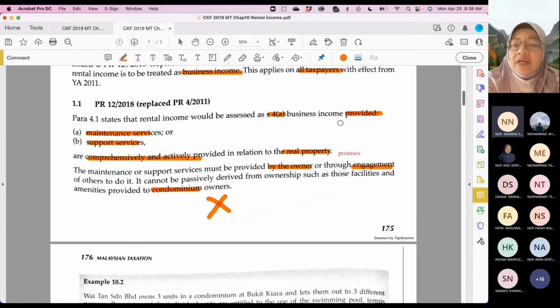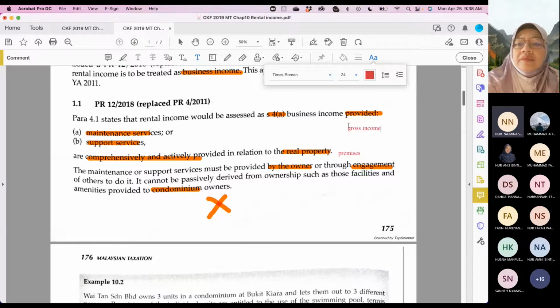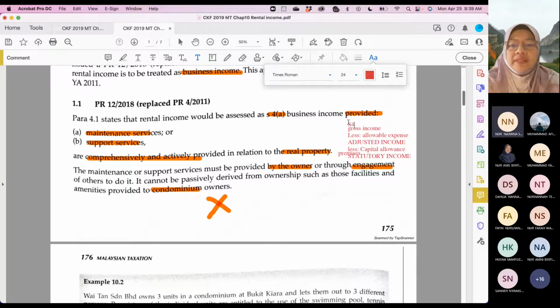So again, if I were to write it down here, you have your gross income, less allowable expenses. Then you have your adjusted income. Then you less your capital allowance. From there you get your statutory income. So this is section 4A, business income.